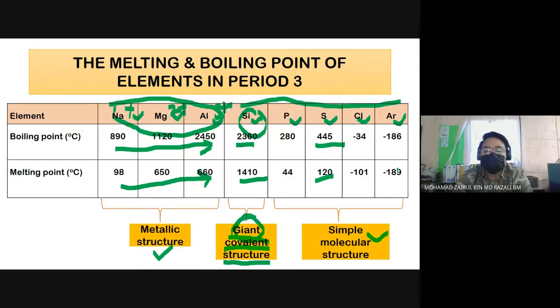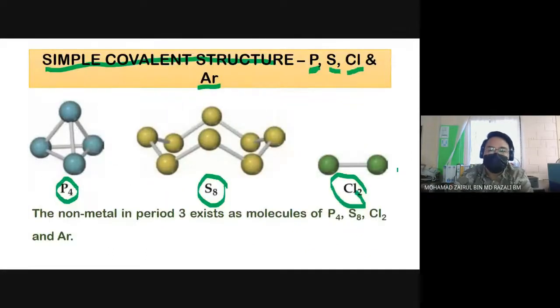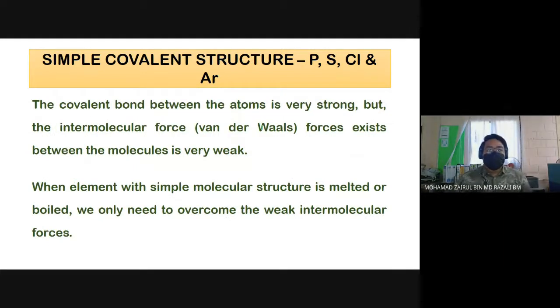So sulfur ni dia ada highest molecular weight, sebab in nature sulfur ni dia akan form S8. Okay, phosphorus, chlorine, argon ni dia tak ada dipole-dipole lah, dia ada London, sebab dia non-polar. So sebab macam kita tahu tadi, the strength of van der Waals forces is directly proportional to the molecular weight. So the stronger the molecular weight, the stronger the intermolecular forces ataupun the stronger of the van der Waals forces. That means you need more energy to overcome the intermolecular forces.